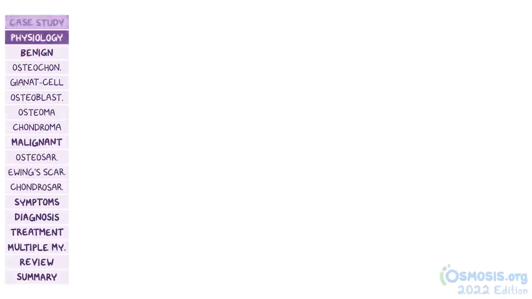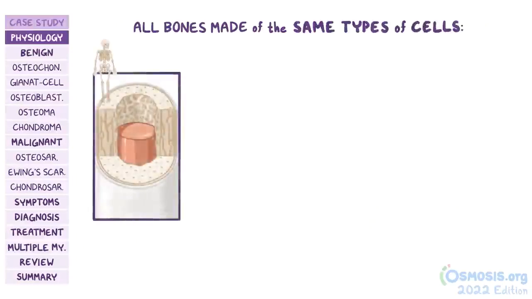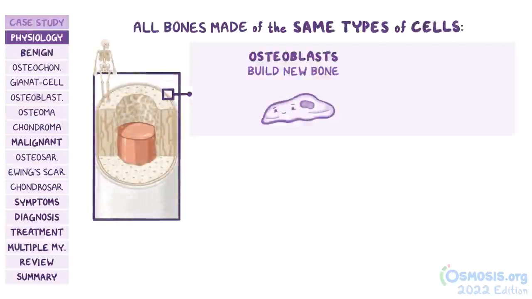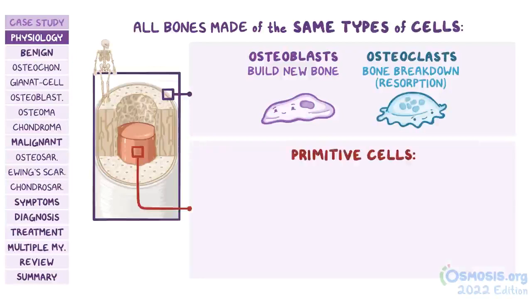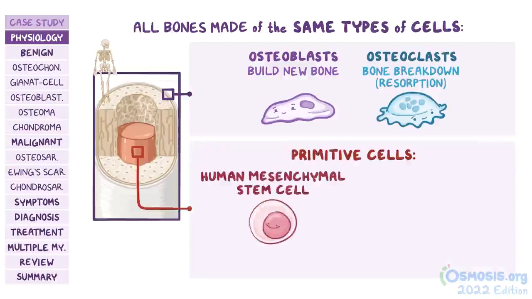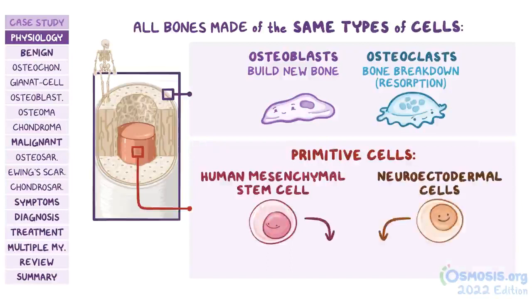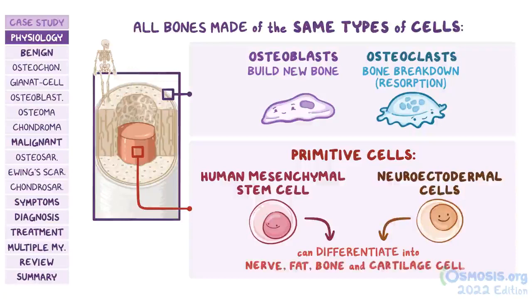Even though the bones vary in size and shape, all bones are made of the same type of cells, and chief among them are osteoblasts, which build up new bone, and osteoclasts, which help with bone breakdown or resorption. Now, in addition to these, there are some more primitive cells in the bone marrow called human mesenchymal stem cells and neuroectodermal cells, which can differentiate into many cell types, including nerve, fat, bone, and cartilage cells.